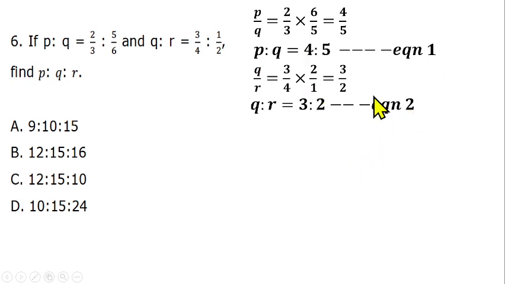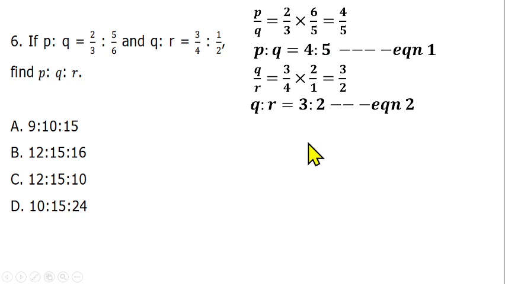If you look at these two equations, Q is here, Q is also here. Q is 5 here, and Q is 3 here. So we need to make this one and this one equal. So how can we do that? It's either you work on equation 1 or you work on equation 2. So how do I make this 3 equal to 5 here?